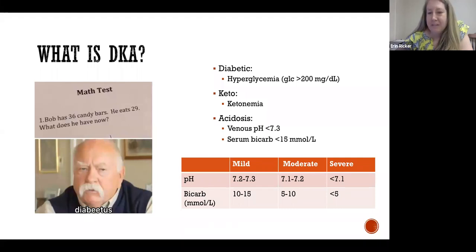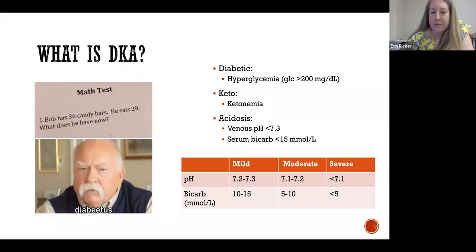For diabetic, we want to see hyperglycemia. Usually this is defined as a glucose of greater than 200 milligrams per deciliter. Sometimes this can be greater than 300 depending on the source that you're using. You'll also have to have ketonemia. Often you'll have ketonuria. So someone who has diabetes can have acidosis and not be in DKA if they don't have any ketones. So important to make sure you're defining that.